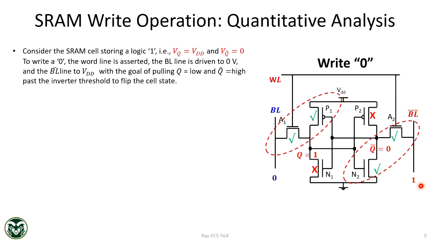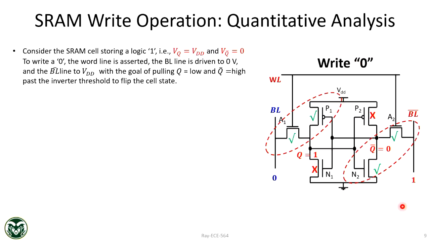It's different than read. In read, both bit line and bit line bar go to VDD, high voltage. But for write, you choose. So yeah, bit line will go to 0, bit line bar is 1 because I want to write 0. That is the first thing. Second thing, I will turn on this word line. So access transistors are now on. Now, what is going to happen?